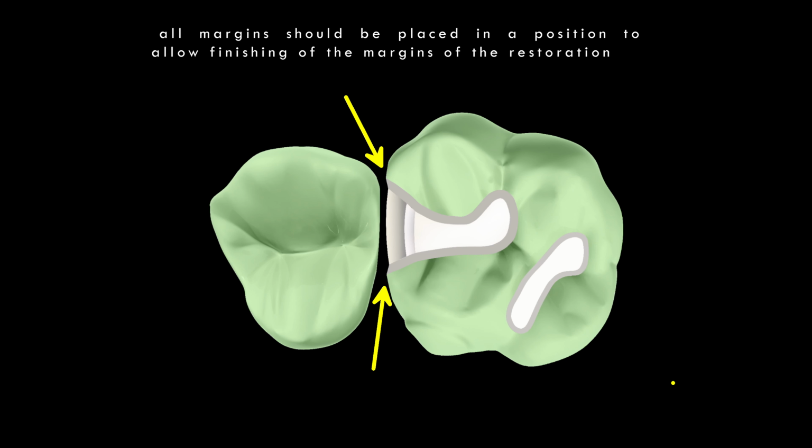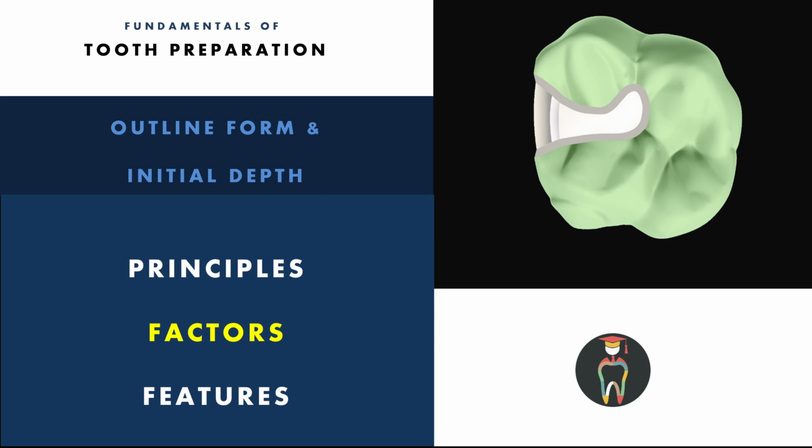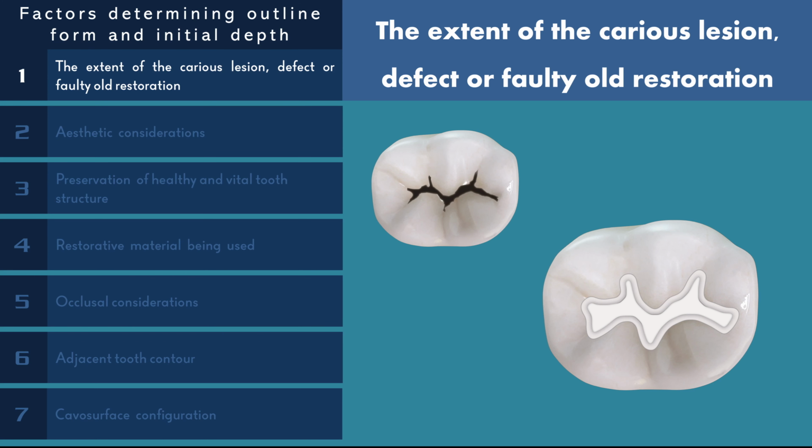We will see more about the margins of the restoration and keeping them away from the contact area while studying the convenience form. Next, let's see about the factors which are involved in determining the outline form and initial depth. The first factor is the extent of the carious lesion, defect or faulty old restoration.